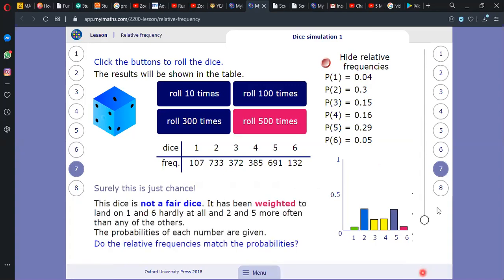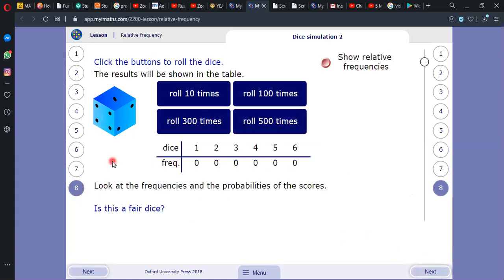Surely this is a chance. The dice is definitely not a fair dice. It has been weighted to land on 1 and 6 hardly at all, and on 2 and 5 more often than any of the other numbers. The probabilities of each number are given. Do the relative frequencies match the probabilities? Of course not. So it is a dice that is not fair, guys.